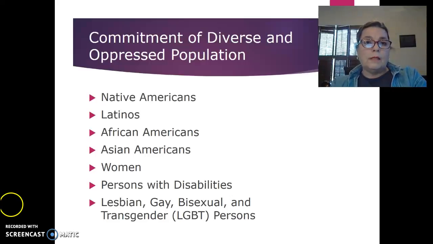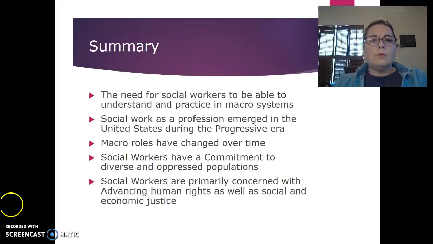I have about 1 minute left on the screencast-o-matic, so I want to move forward. Here is a list of the diverse and oppressed populations. But it's important that you understand about macro systems and how they might relate to working with your clients, and how macro roles have changed over time, and that we have a commitment to diverse and oppressed populations.